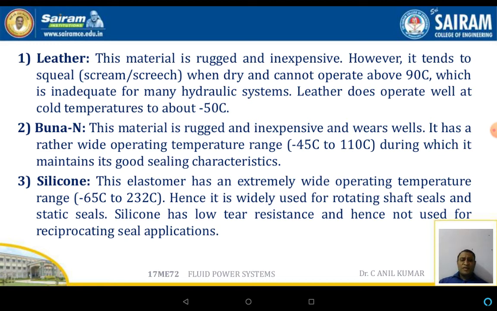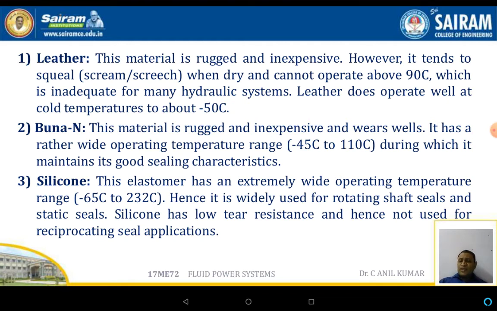Leather does not operate well in cold temperatures, around minus 50 degrees centigrade. As we know, its operating temperature is somewhere around minus 20 degrees centigrade to plus 90 degrees centigrade, above which the leather loses its properties and squeals. It makes noise, like what we normally see in the case of belts. Once a belt starts rotating at high speeds, it makes some noise. This noise is called the squeal.